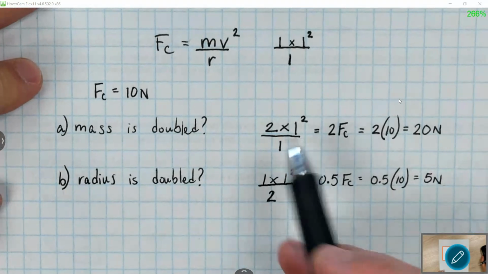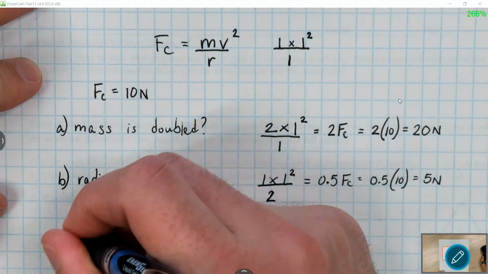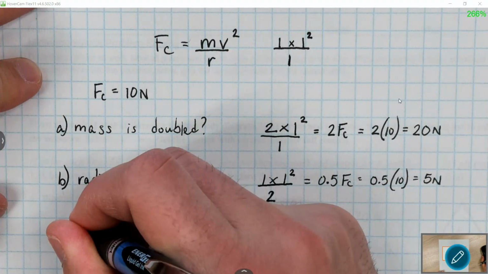Okay, so we've seen mass, we've seen radius, but what about our speed? What about our tangential speed, linear speed?